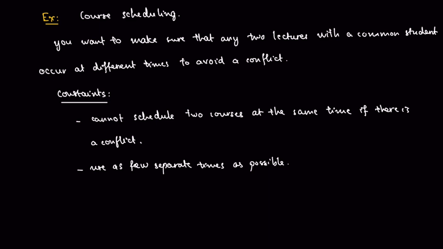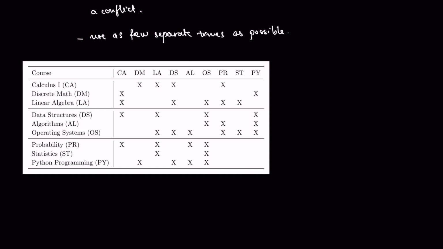So what is the schedule going to look like? Again, this is just a hypothetical scenario. I'm going to bring up some courses related to mathematics and computer science and see how you would use graph theory to avoid conflict in course scheduling. So in this example, you have a few different courses here: Calculus 1, Discrete Mathematics, Linear Algebra, Data Structure, Algorithms, Operating System, Probability, Statistic, and Python Programming. I'm not going to give you specific course numbering. These are just some generic courses in mathematics and computer science.